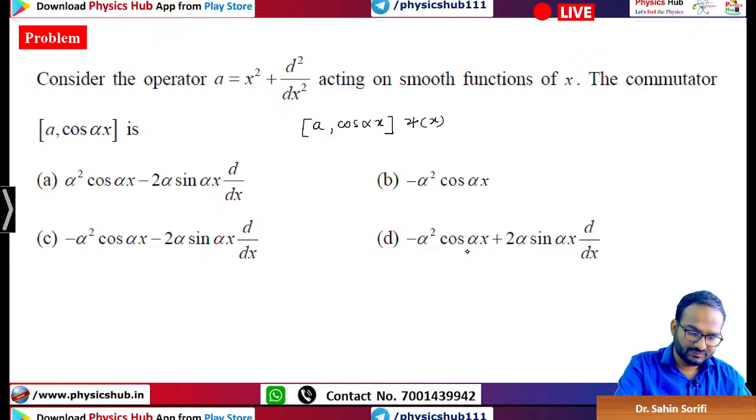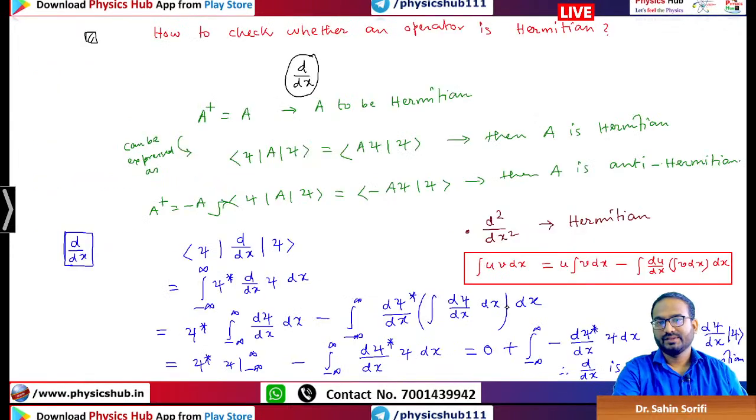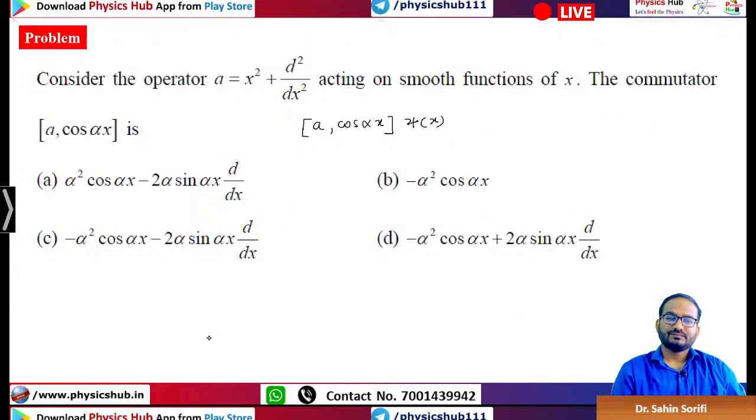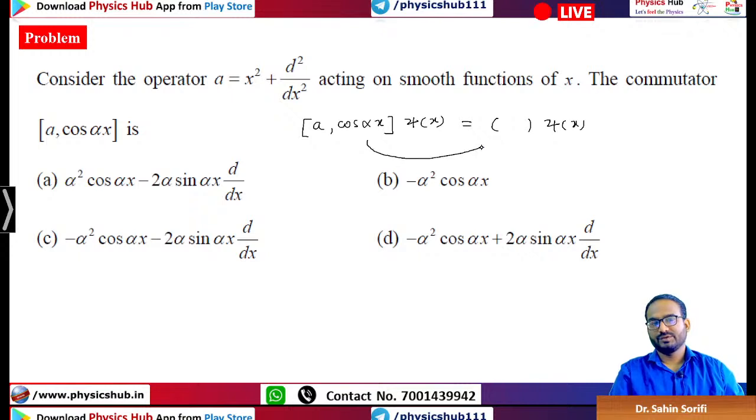Oh, d to the power 4 by dx to the power 4 is also even. Yeah, we have to check if it is giving that kind of result. Yeah, that may be a sign. Okay, let's do it. The commutator of A with cos alpha x acting on psi of x, let's say you get some result times psi of x. Then the value of this commutator will be this. In this way you have to do it. If you do not apply it on a function, you will get a wrong result. So let's do it.